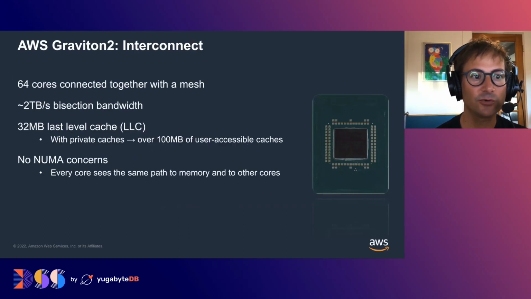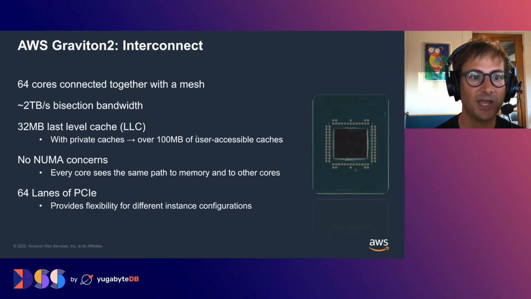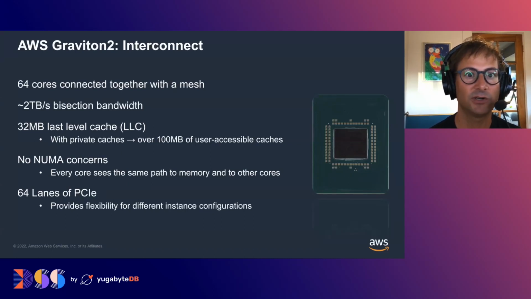On that processor, we have 64 cores connected together with a mesh. So they are all close together with a 2 terabyte bisection bandwidth. We have 32 megabyte of last level cache on that processor. So if you include the private caches, that's more than 100 megabytes of user accessible caches on that processor.